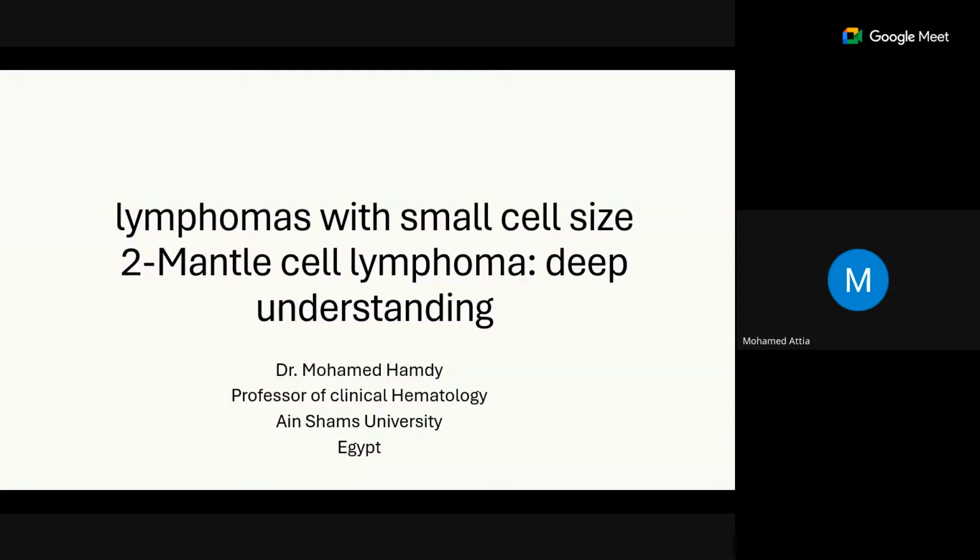Today we are going to discuss an important topic, which is mantle cell lymphoma, a deep understanding. As usual, we are going to go deep inside the pathology, the markers, the genetics, and of course the treatment of such a disease.